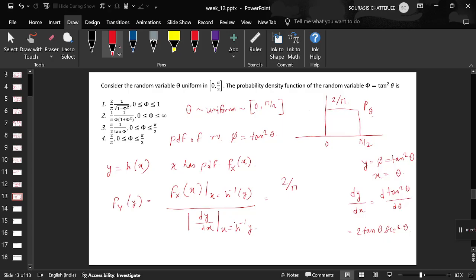And we have to write them in terms of y. So how do we do that? This is nothing but 2 square root of phi times 1 plus phi, because sec square theta is nothing but 1 plus tan square theta, and tan square theta is given as phi, so this is the result. So I can replace it here. It's 2 square root of phi times 1 plus phi. Of course the range of phi is given as this.